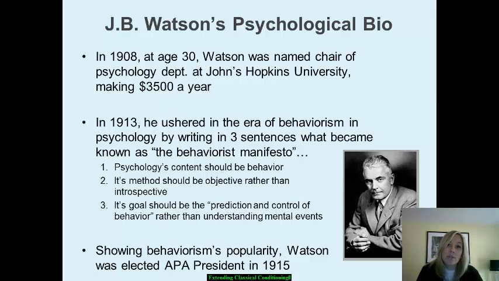In 1915, just to show you just how popular Watson and his ideology is going to become, he's going to be elected president of the APA, the American Psychological Association. So, very, very big stuff.